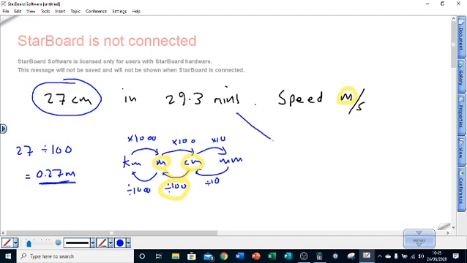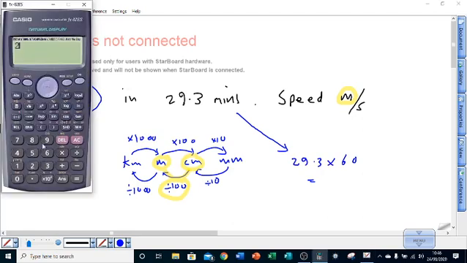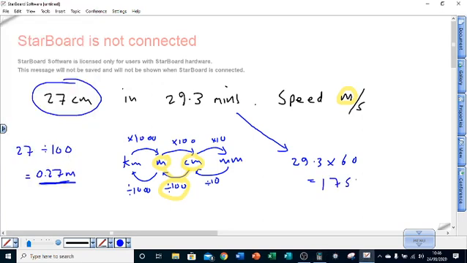Now the next one is I need to convert the time into seconds. Well, you know that there are 60 seconds in every minute. So if I've got 29.3 minutes, I'm going to need to times that by 60 to get me into seconds. So 29.3 times by 60 seconds, and we end up with 1758 seconds. So we've got that now.